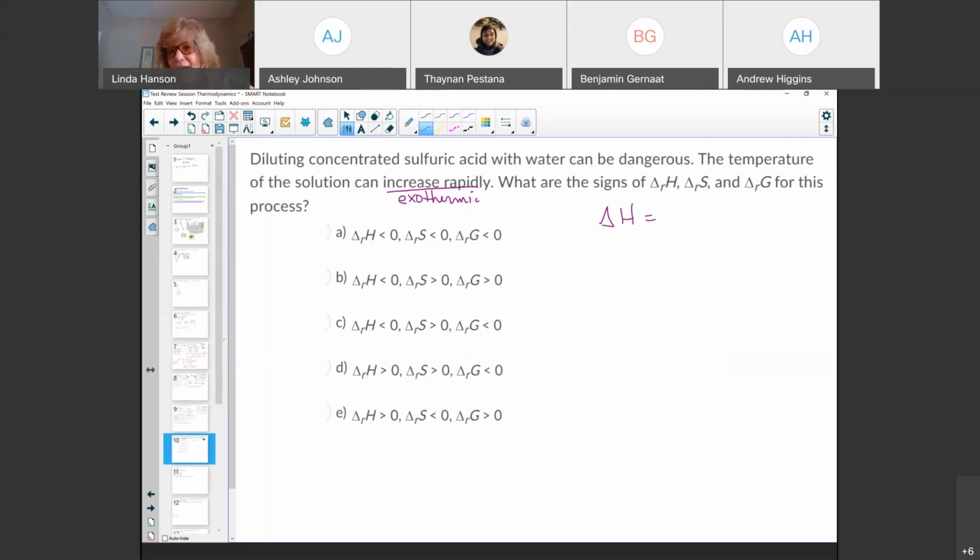And now you know the sign on delta H to be heat releasing. We know that exothermic is a negative sign, right? Endo would be positive, exo is negative. Okay.